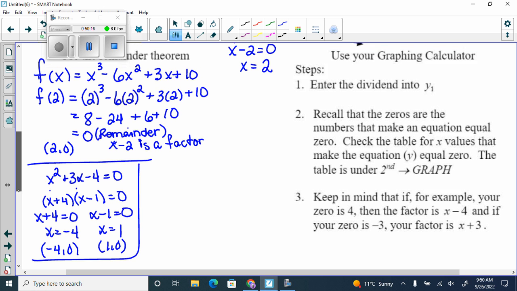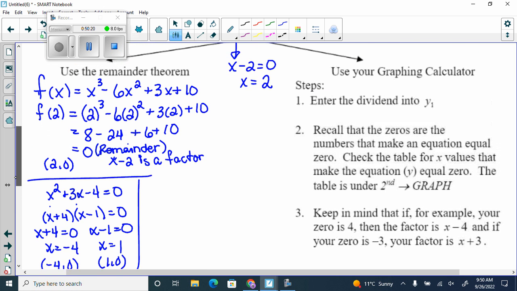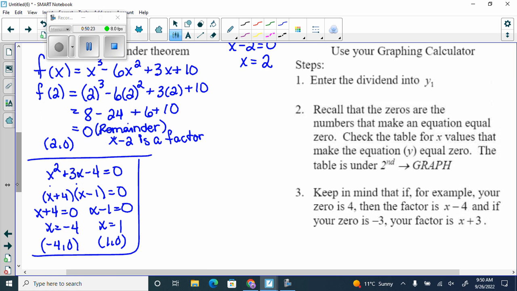All right. So we're going to try this through synthetic division. Do we have time? Yes, we do. Okay. So how we do synthetic division here is, I'm just going to rewrite this. So I have x cubed minus 6x squared plus 3x plus 10, and it's being divided by x minus 2.